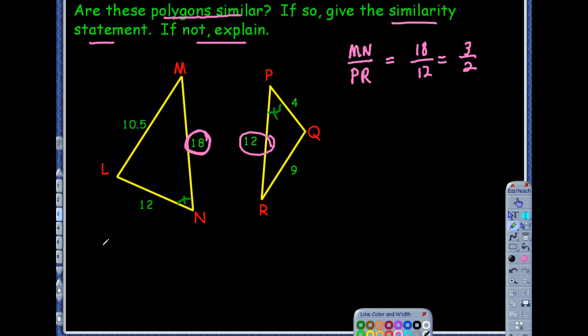Let's pick, what do you want? Do smallest? Let's do the smallest. Okay. Good. So the smallest side over here is the LM. LM would correspond with the PQ, which is 10.5 to 4. All right. And when you simplify that down, let's see. Well, it's not going to be as pretty. No. Because we've got a fraction.